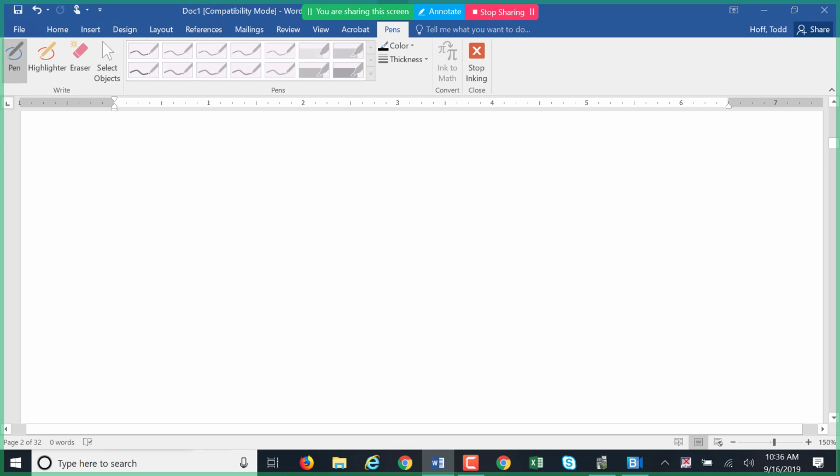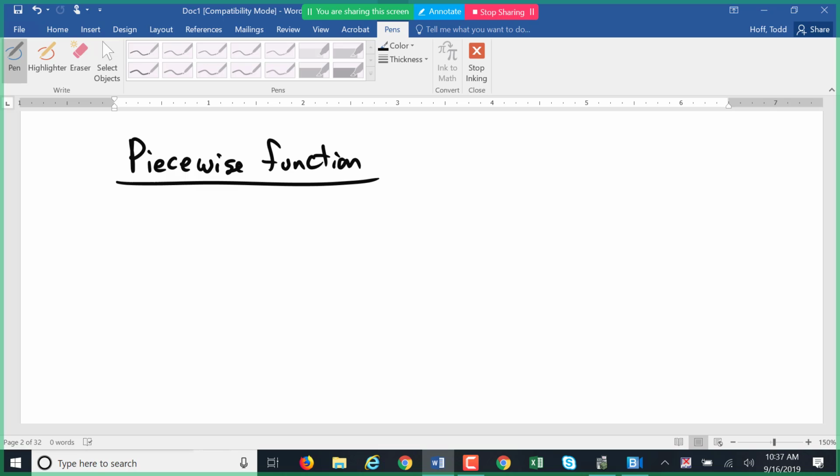Well, there is another slightly more complex type of function that we want to deal with. And we drew a picture of it earlier, but we didn't talk about it. And it is called a piecewise function. Some things just can't be described with a single equation. So what we do is we break the function down into pieces, and we describe each piece with an equation.